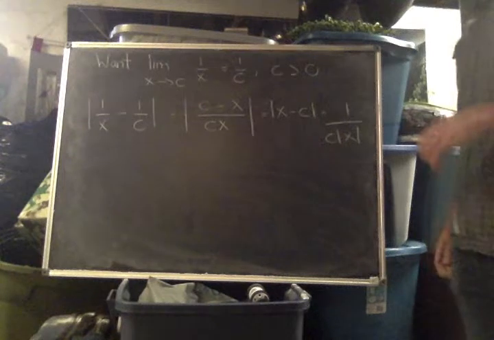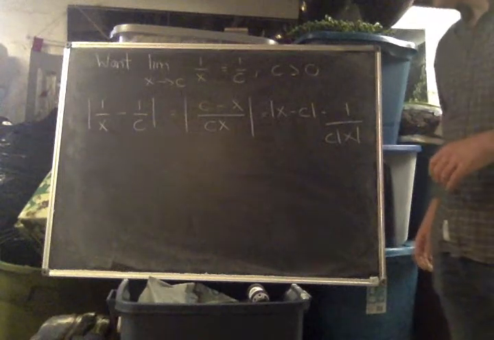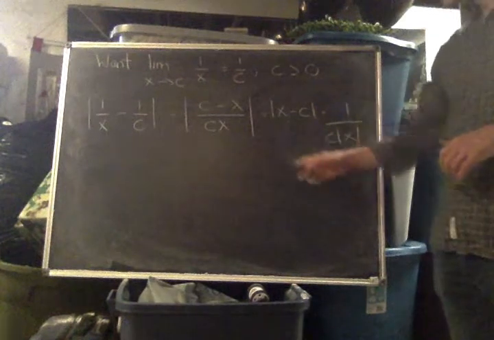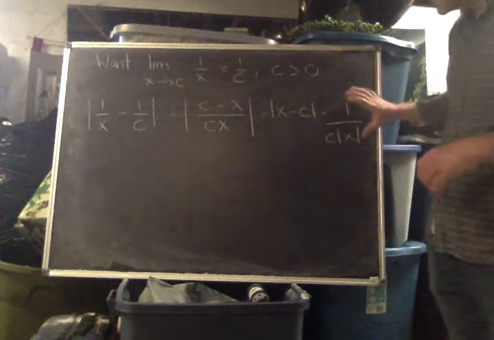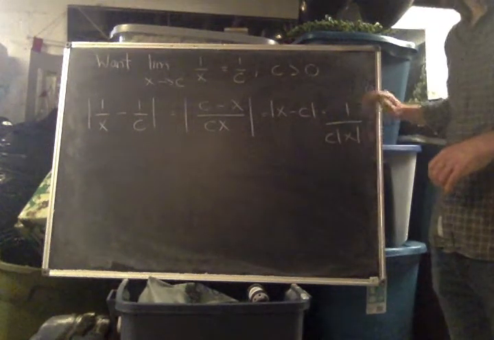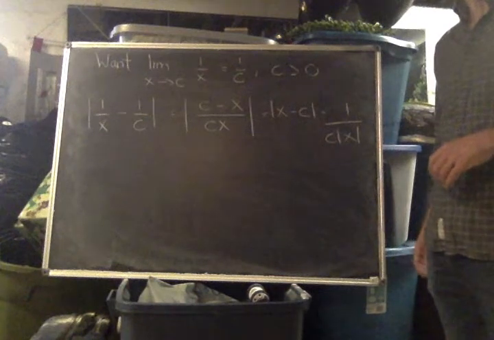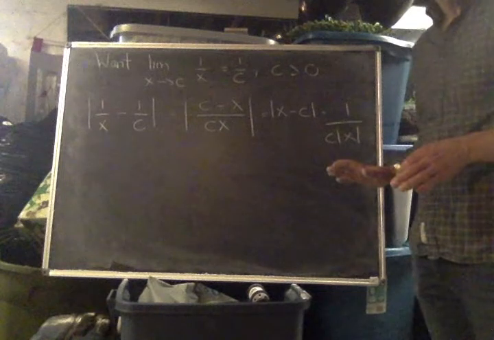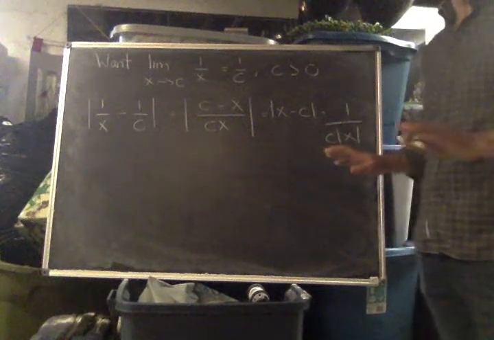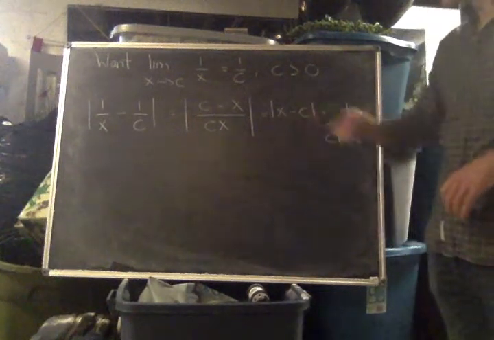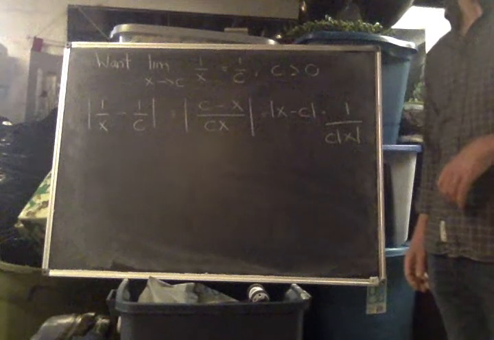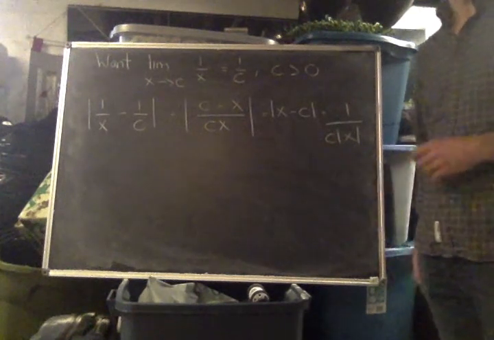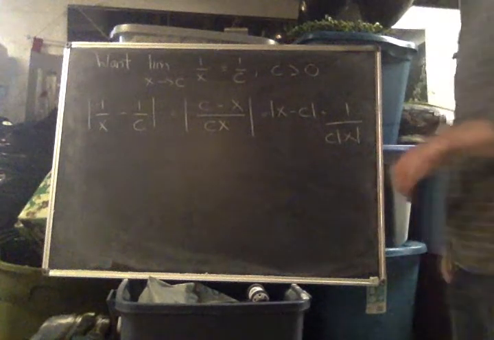Okay? And, in general, if you have an expression like this, and if, for instance, this mess over here, this 1 over c times the absolute value of x, if that can be made less than or equal to some constant, then you're good, okay? Because then you just make x minus c less than epsilon divided by that constant, and the whole thing comes out to epsilon, and that's what you want.